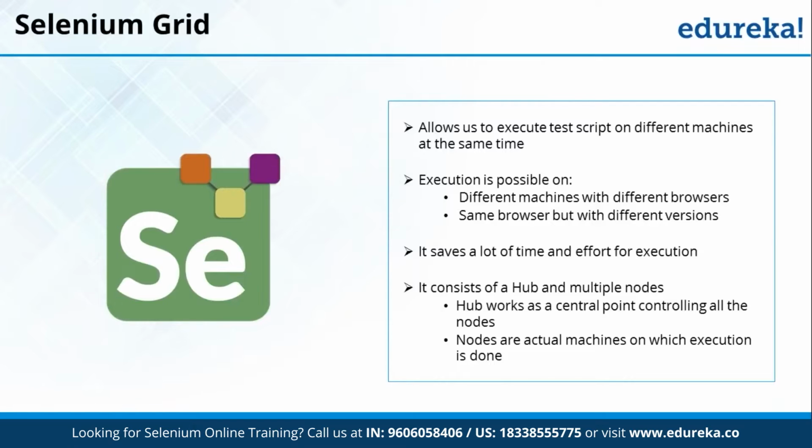It consists of a hub and multiple nodes. Now that's the point to understand. Hub works as a central point controlling all the nodes. Nodes are actual machines on which execution is done. So if you read this point, you'll get to know that hub and node are actually the systems, and these systems comprise Selenium Grid. Hub will be your parent PC, which will be controlling all the child systems, and your child systems are nothing but nodes.